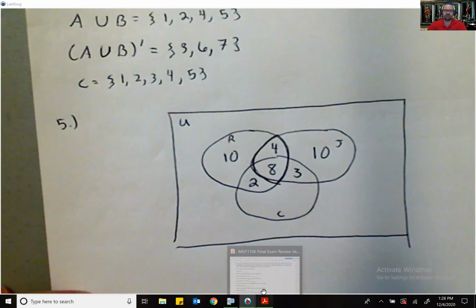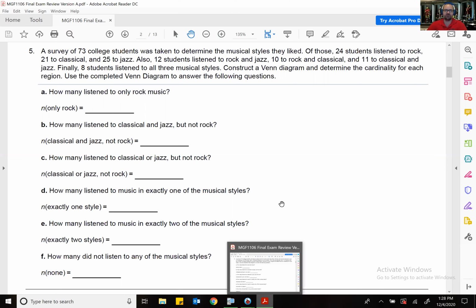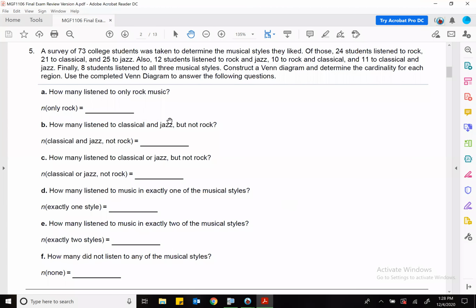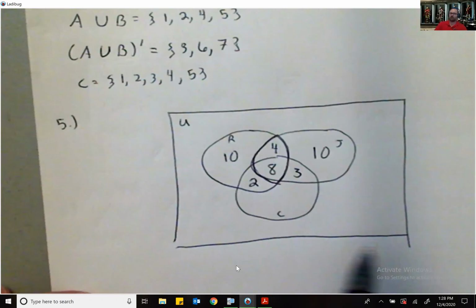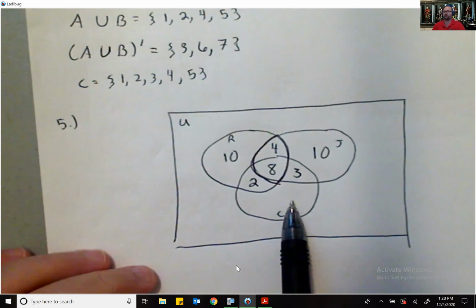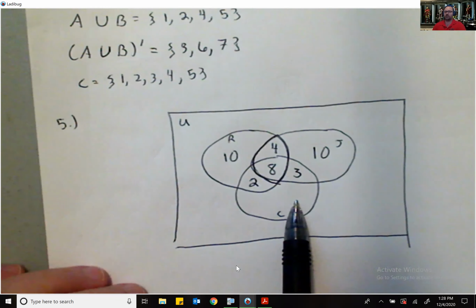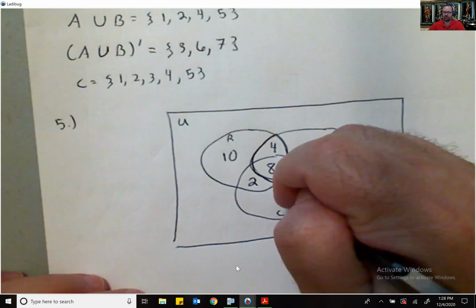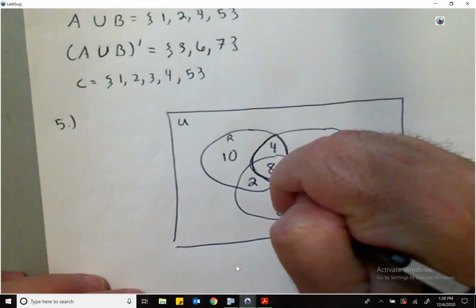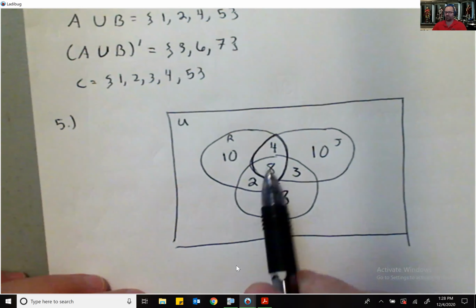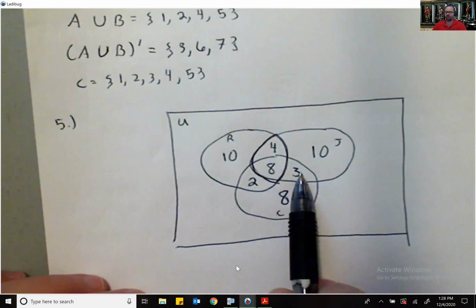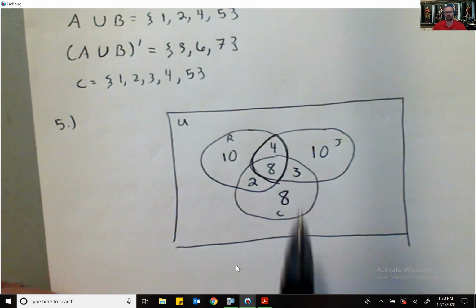All right. And last but not least is our classical. How many listen to classical? 21. So how many are in here? 8. I'm going to trust you on that. Because if I add these all up, I get 13. And 21 minus 13 is 8.